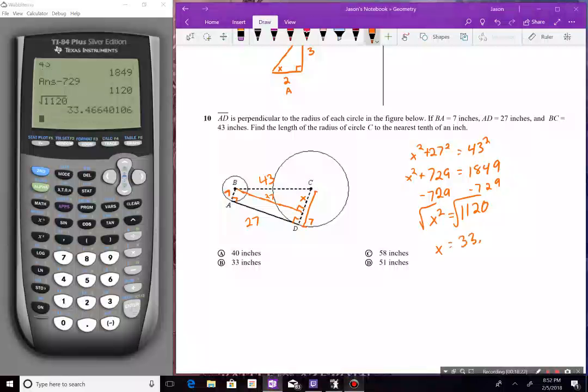33 point, it says nearest tenth of an inch. It only ends up having the actual inches for the answers on here, but we're getting here, so we'll round this to 33.5. Now this is only the top portion, so 33.5. When we go to here, we need to add the 7 to it. So plus 7 gives us 40.5. So if we were looking at any of these answers on here, it would be A. But your actual correct answer would be 40.5 inches.